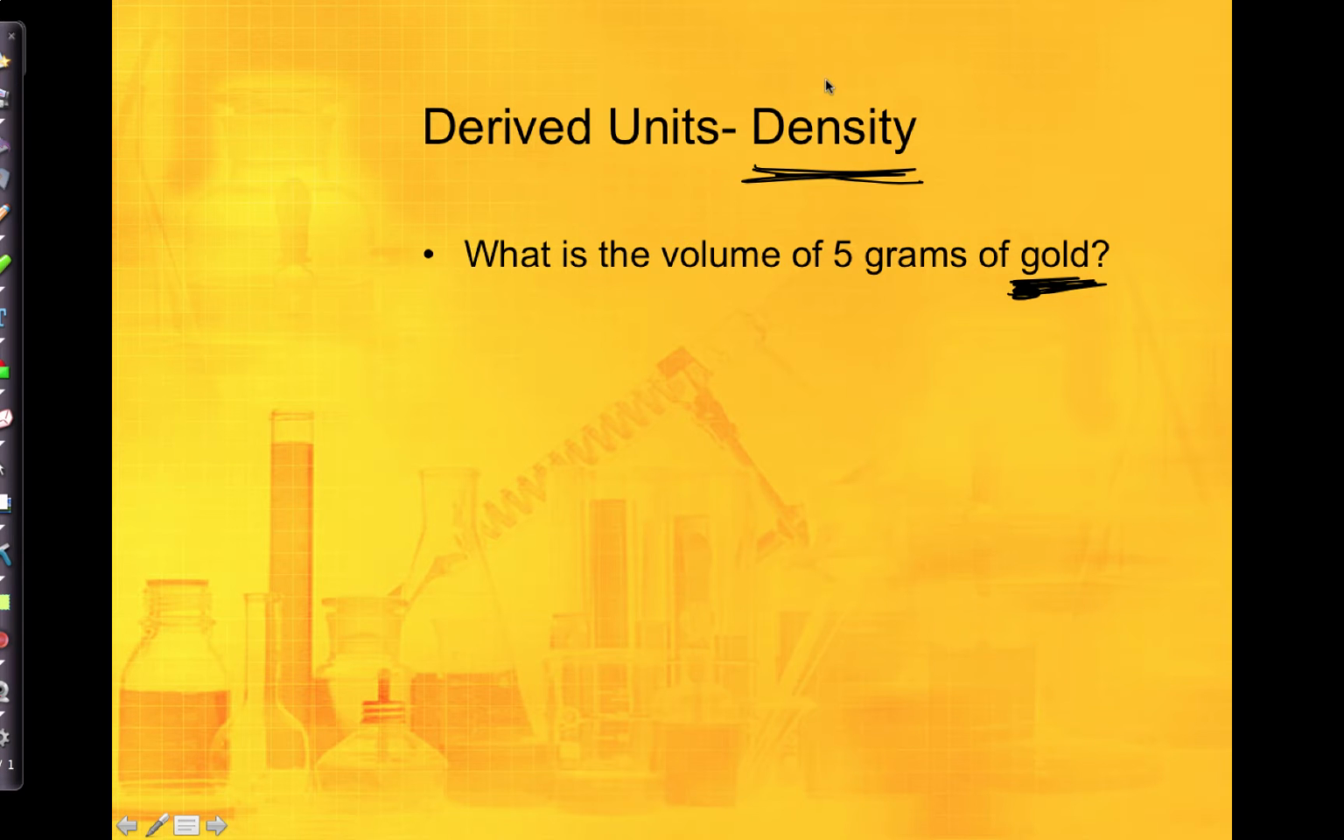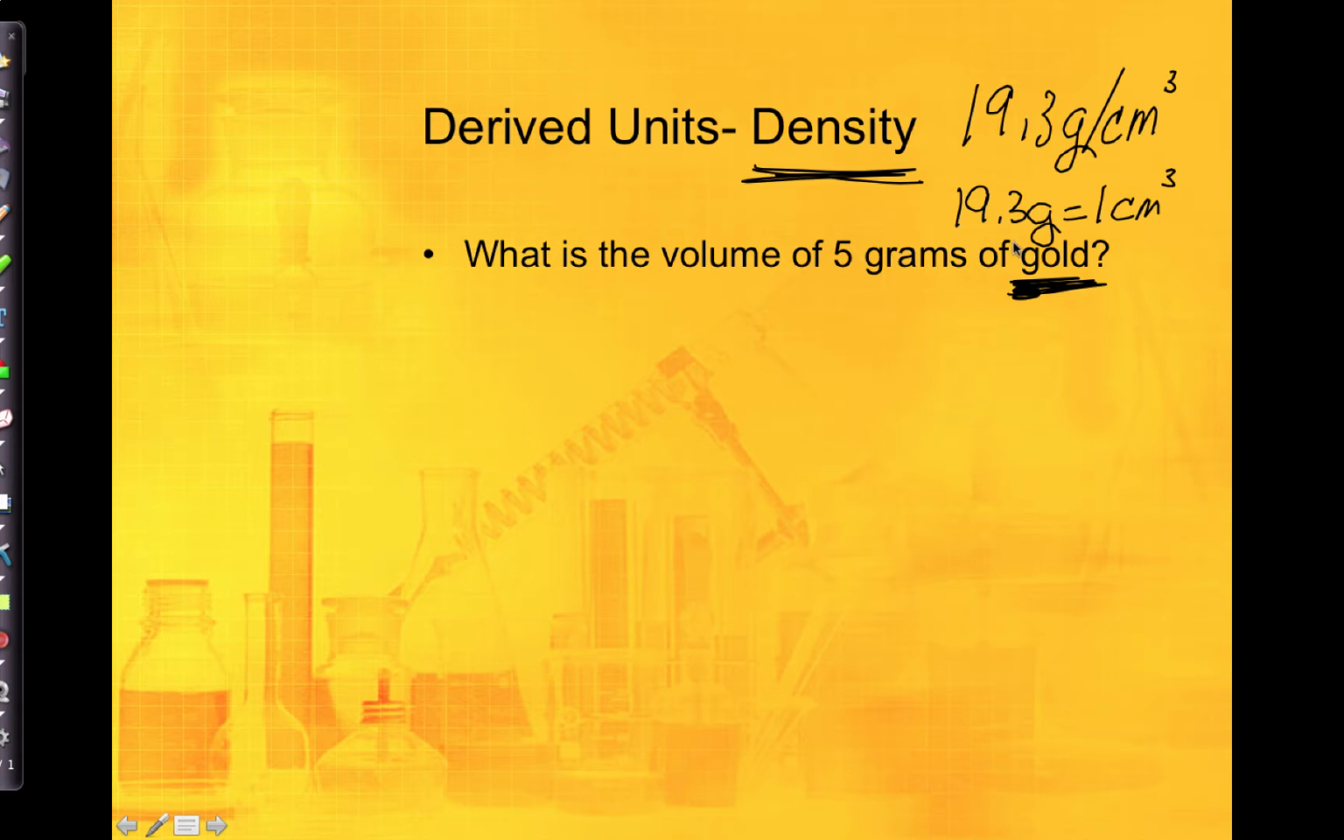And you could do that if you want, but I'm going to go ahead and tell you the density of gold is 19.3 grams per milliliter or cubic centimeter. Either way, it is the same thing. Remember, a milliliter is equal to a cubic centimeter. So I know a density, so that means I know a conversion factor. I know that 19.3 grams of gold is equal to 1 cubic centimeter of gold.